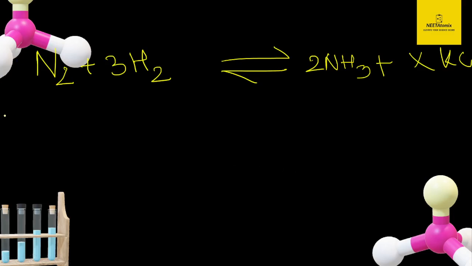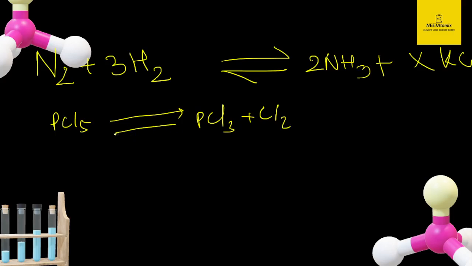For example, if we consider the reaction of PCl5, it will give you PCl3 plus Cl2. PCl3 and Cl2 are both gases. So if they take place in a closed vessel, it will give you PCl5 back. Closed vessel is the important condition of reversible reactions.